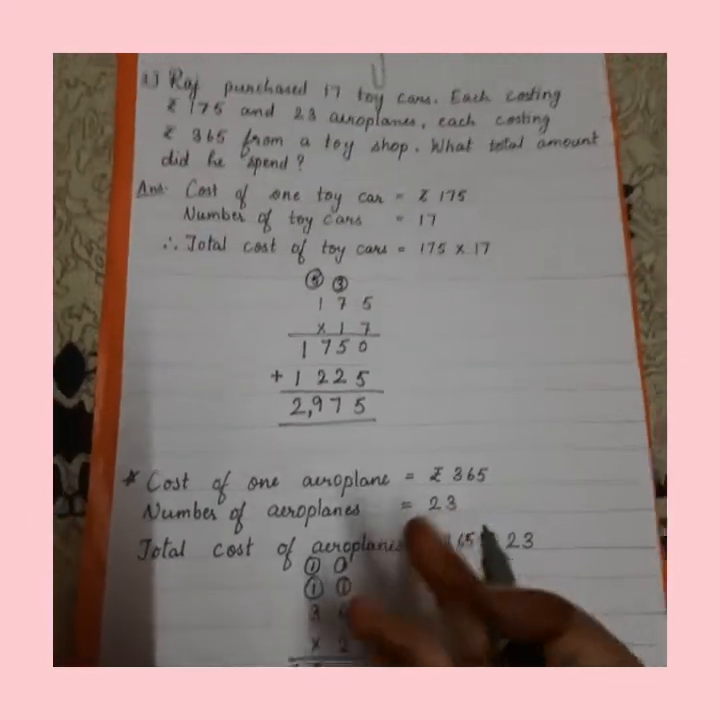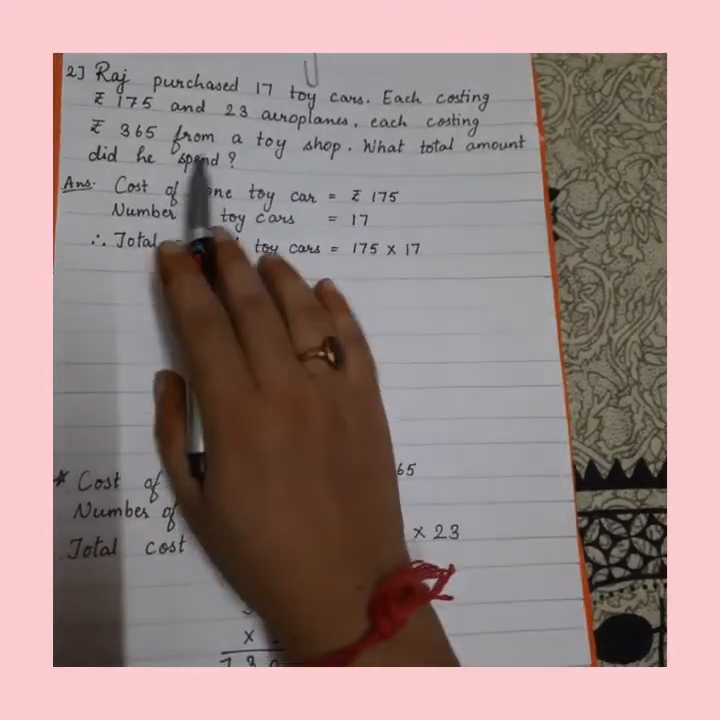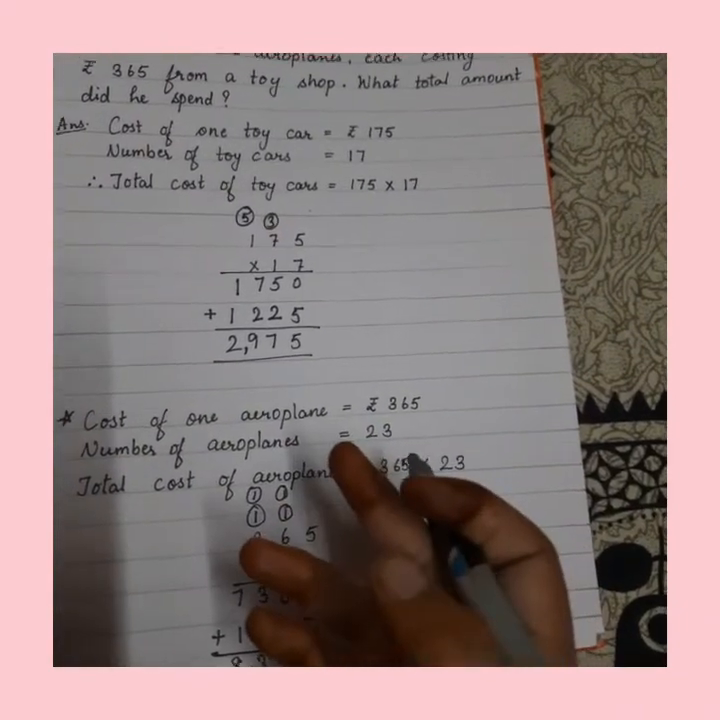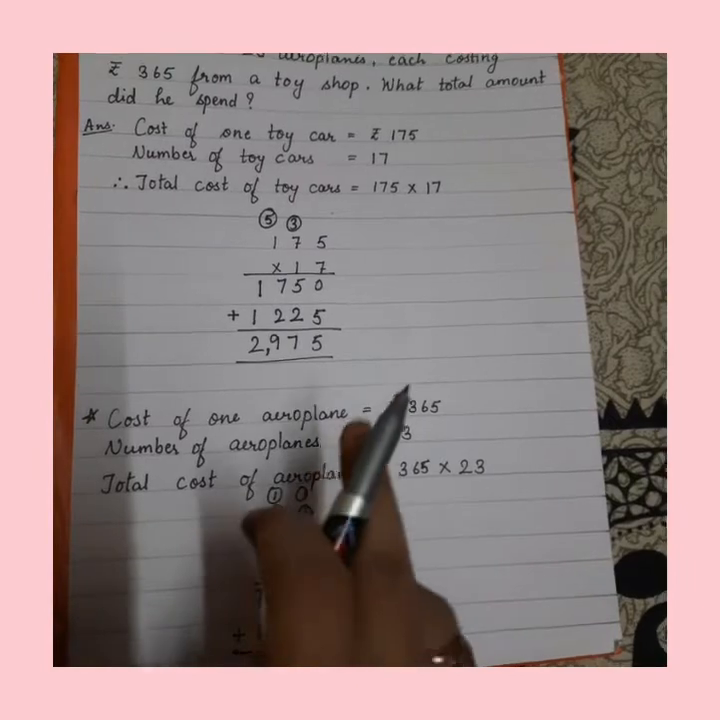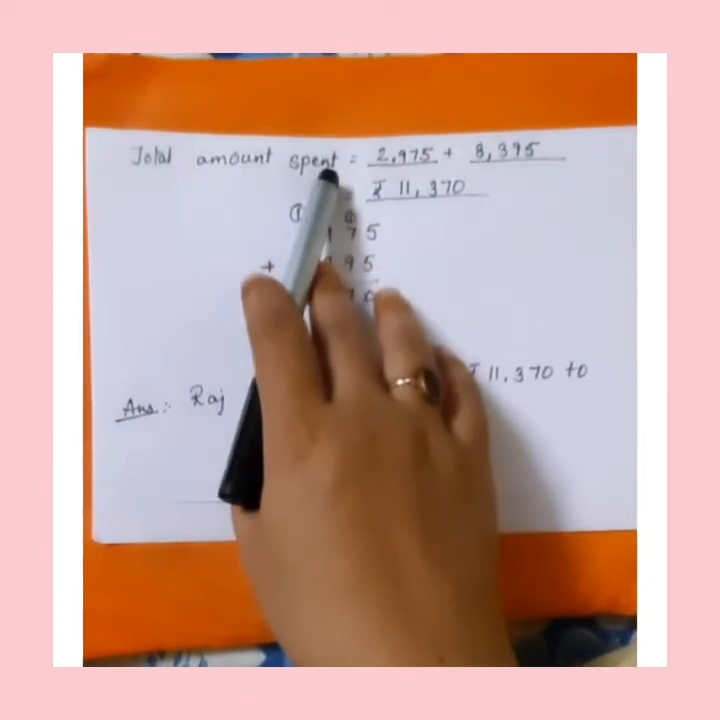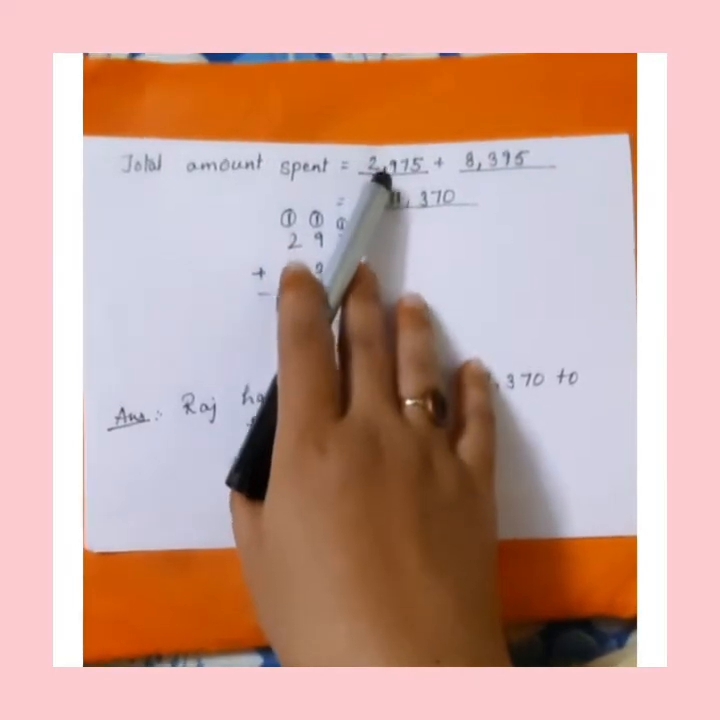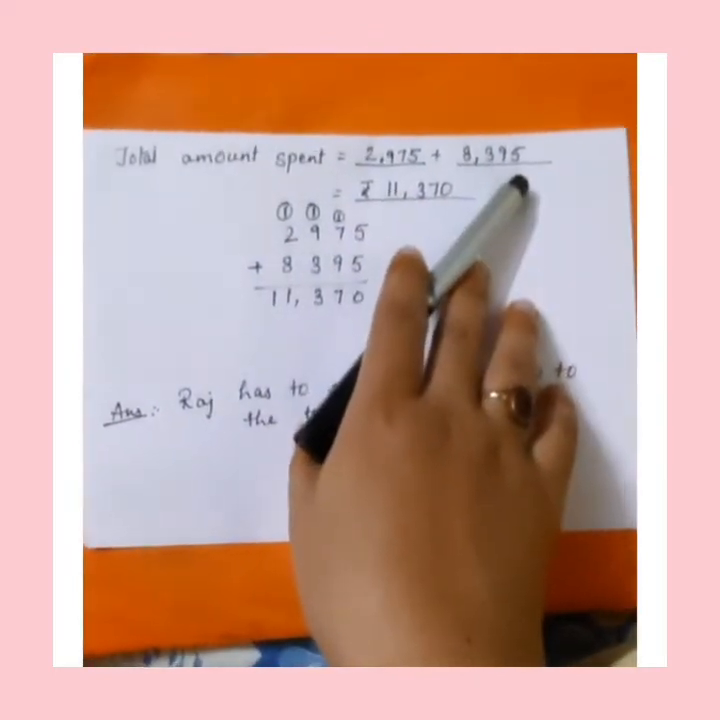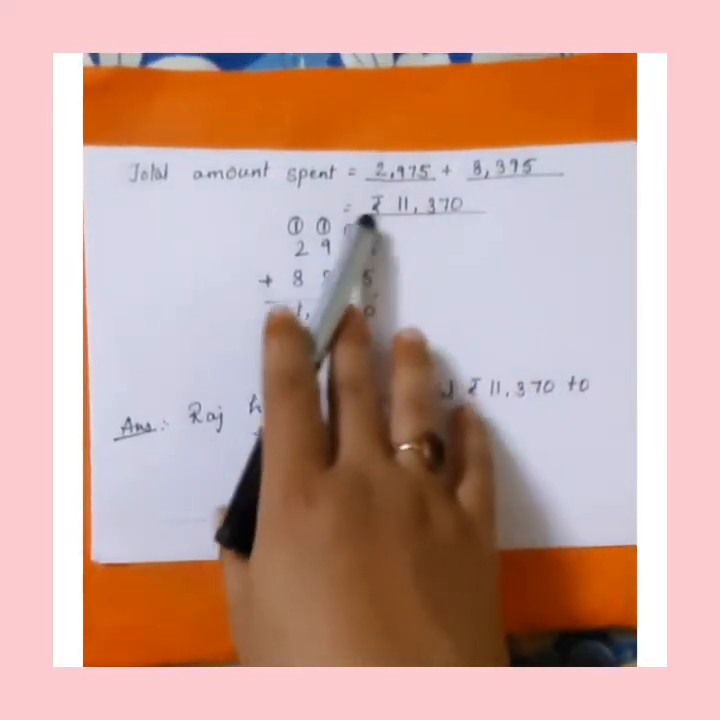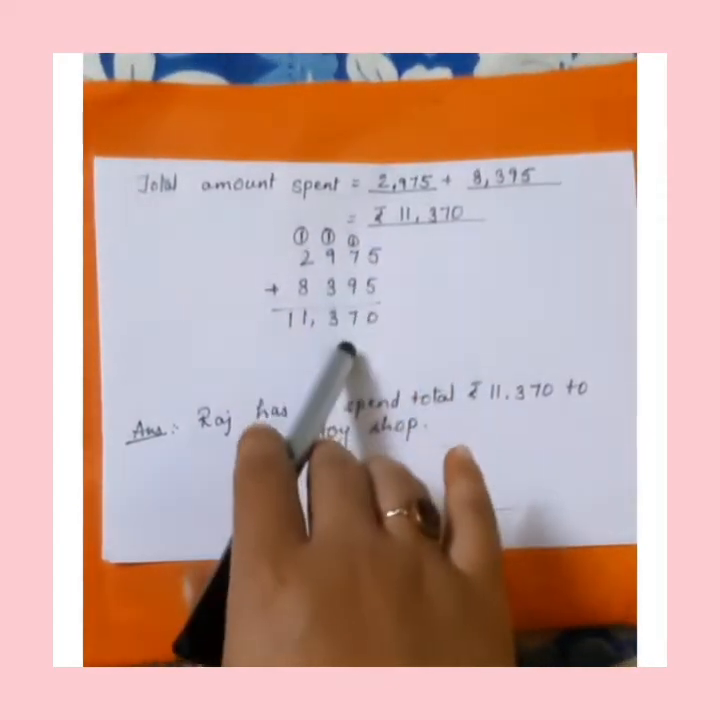Now total amount we are supposed to calculate here. That is, what total amount did he spend, means for car and for aeroplane how much he is paying together to that shopkeeper. For that we have to do the addition of both the numbers. So total amount spent will be calculated by adding both the values together, that is cost of cars and cost of aeroplanes, that is 2975 plus 8395, and you will get total as 11370 by doing the calculation like this.